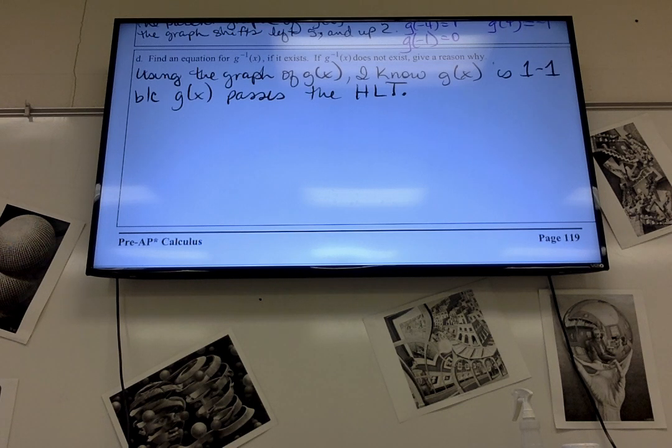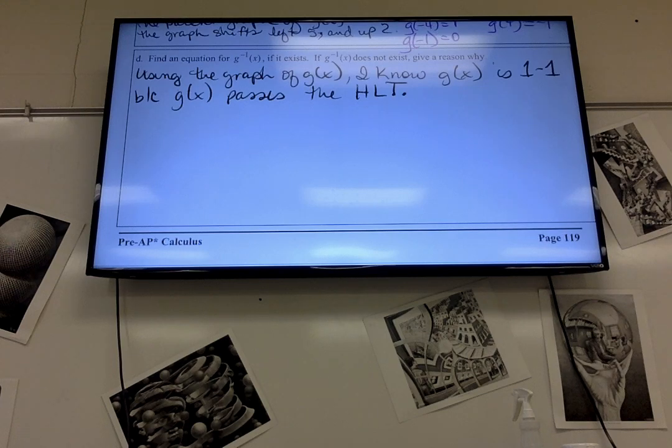Yes, ma'am. So, like, if we accidentally drew the graph to where it wouldn't pass the horizontal line test, would we get partial credit if you, like, explained it? Absolutely. You would get full credit for the, if it does not exist, give a reason why. The only thing that you would not get credit for would be obviously finding the equation. But yes, because if you get a wrong answer based on another wrong answer, you won't be penalized twice, ever. Good question.